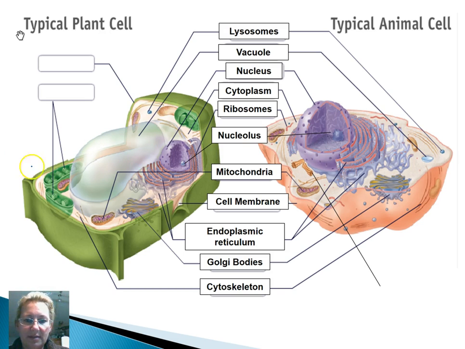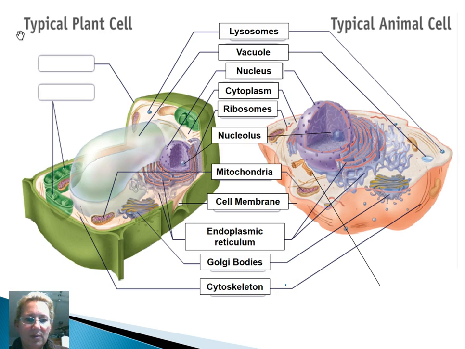Next, we have the cytoskeleton, which both plant and animal cells have, and it's fine microtubules that help give the cells a little bit of structure. It can also act as like back roads around the cell to help stuff move around the cell. So these are all the organelles that are common to both plant and animal cells.